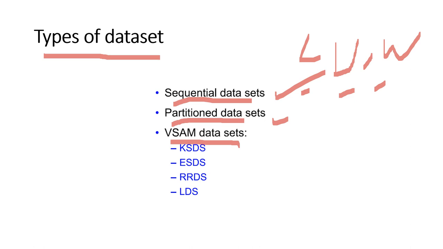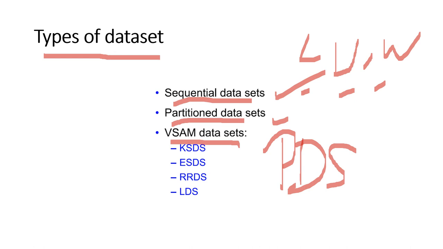If we talk in detail, a partitioned dataset is also called a PDS. PDS is a common terminology in the mainframe. It is a partitioned dataset or a library. A partitioned dataset contains a directory listing of the members contained in the PDS. Each member of the PDS contains sequentially organized records. Previously, we discussed what a sequential dataset is.